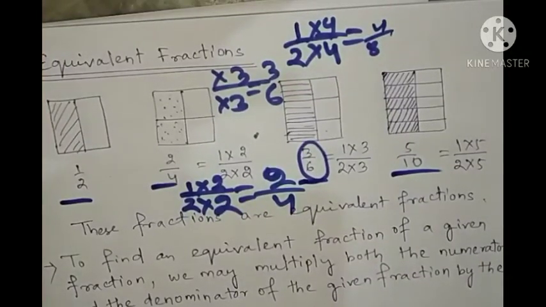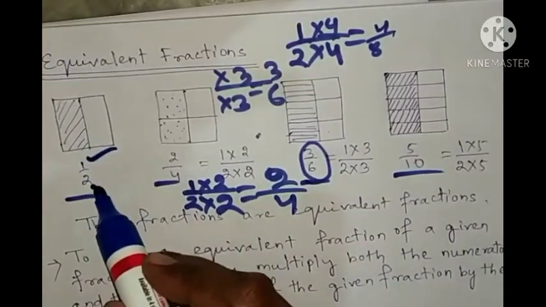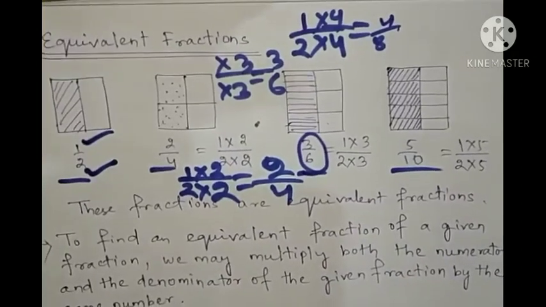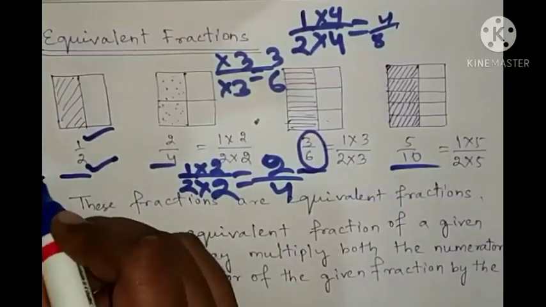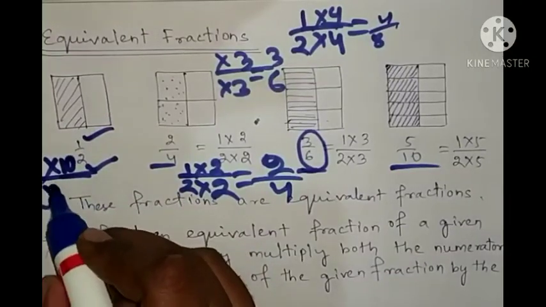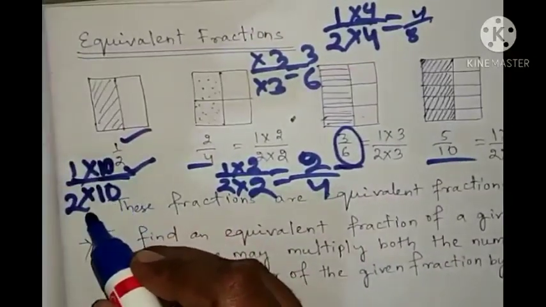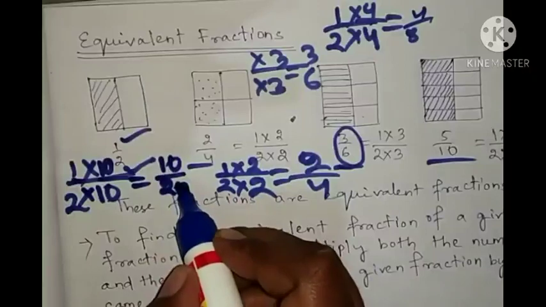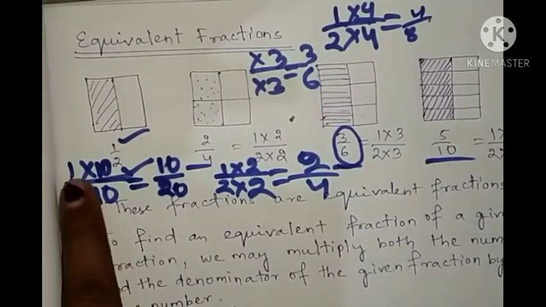So to find out equivalent fractions, what will we do? We'll multiply both numerator and denominator by the same number. If we have to divide, we divide by an equal number. If I am multiplying 10 to the numerator, I will multiply 10 to the denominator. So I will get 10 by 20. So 10 by 20 is also an equivalent fraction of 1 by 2.